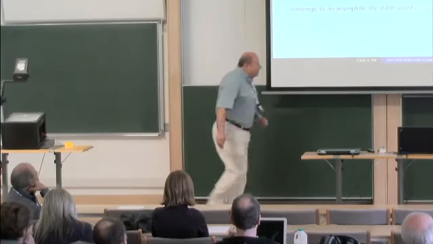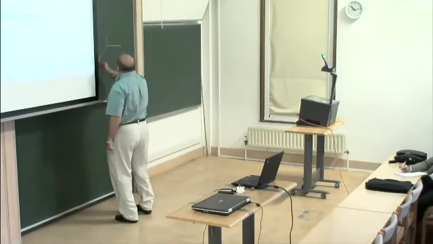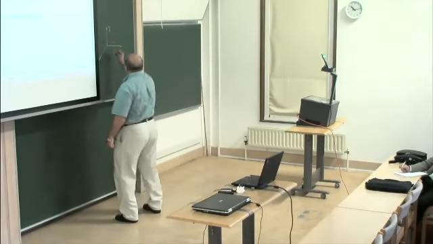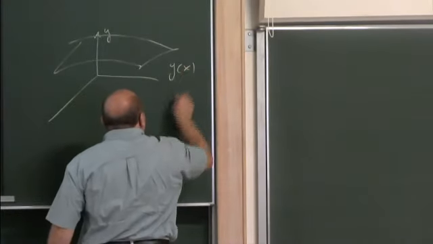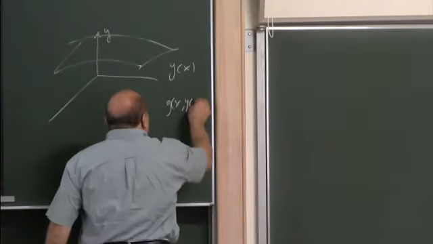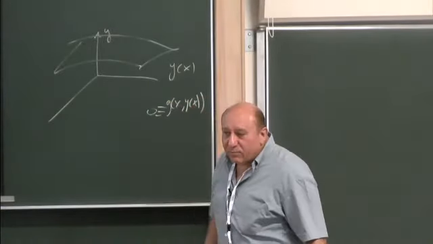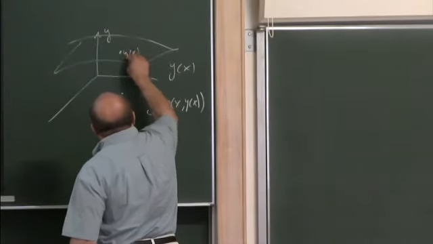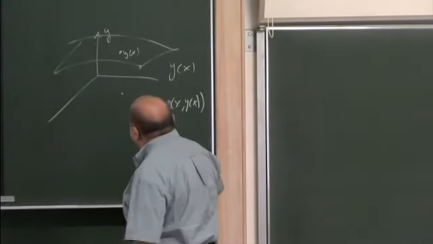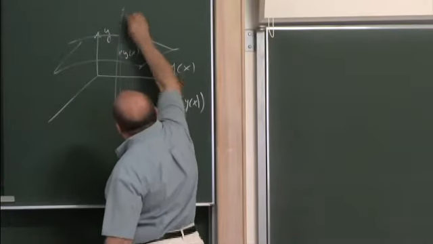So the algebraic equation g of x, y has a solution. This is the y variable, and this is the x plane, and there is a manifold here. This is y of x, which is a solution: g of x, y of x is identically 0. So what's the assumption? For every x fixed, I have y of x here, and now I fix the x, and I look at what happens in this plane.